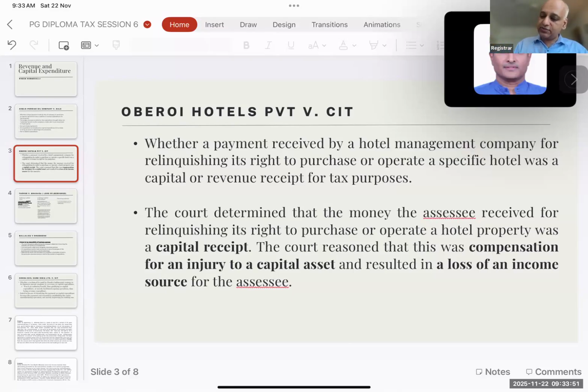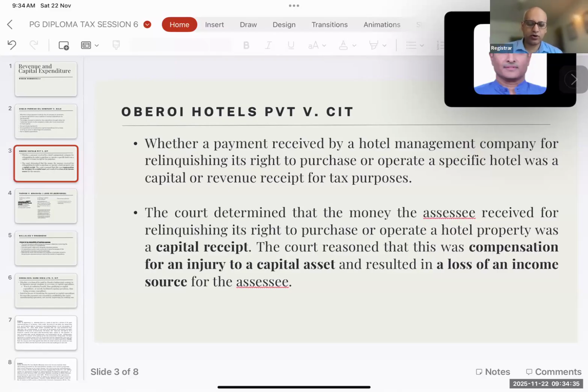Now, Section 28 has been amended, and if I may direct you to Section 28, Clause 2, it says any compensation or other payment due to or received by a person, and you can see Clause C may apply in some cases. Section 28, Clause 2, Clause C.